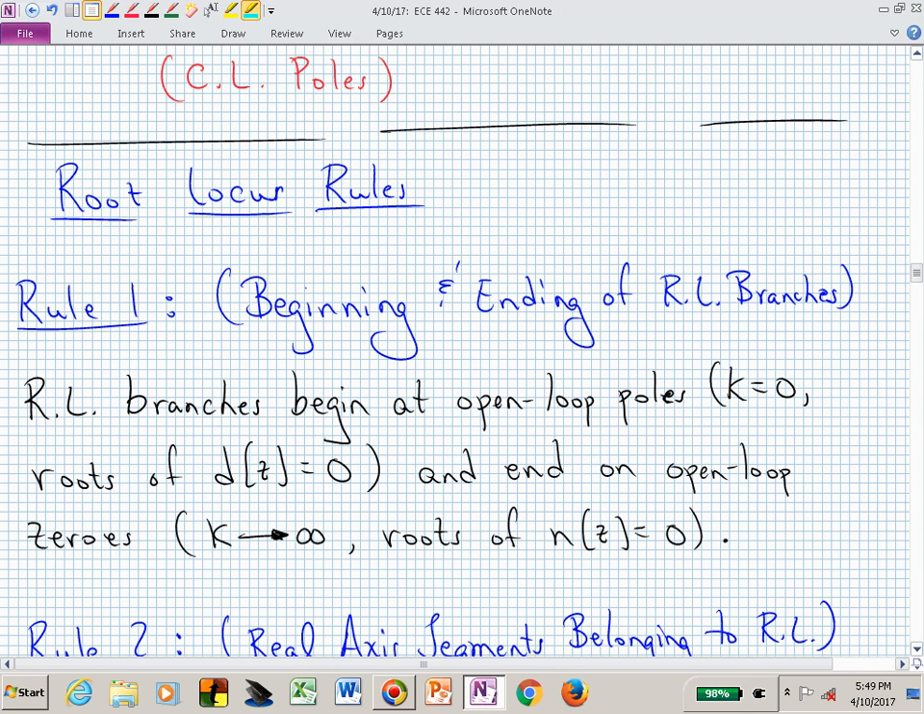From G bar, what do you have? Poles and zeros. You have N of Z and D of Z. So now you can just put the zeros down as open circles and the poles down as X's. Now you have 1 point out of 50 on your exam, right? You have rule 1. Rule 1 is just placing down those open loop poles and open loop zeros as X's and O's. That's all rule 1 is.